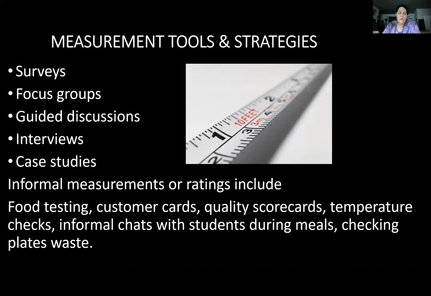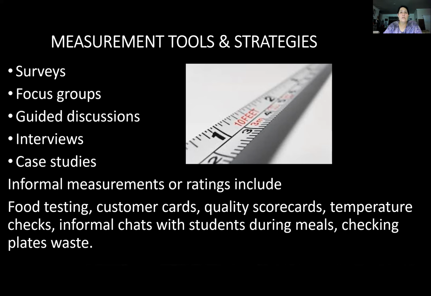Whenever you can include your parents, your teachers, and your students in testing those products that your vendors have available, they can give you feedback and rate those products, and they can have part in the selection of the menu items that are offered throughout the school year. This makes them feel important, appreciated, and part of the program, and that you care about what they want and what they think. Customer cards, quality scorecards, temperature checks, informal chats with students during meals.